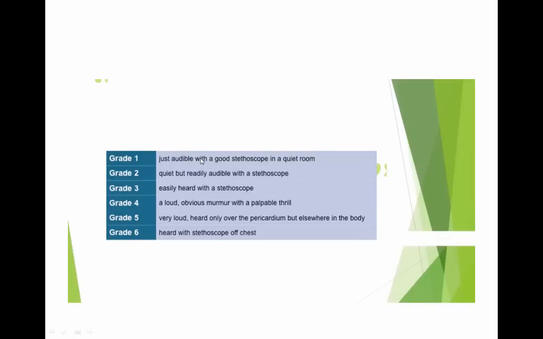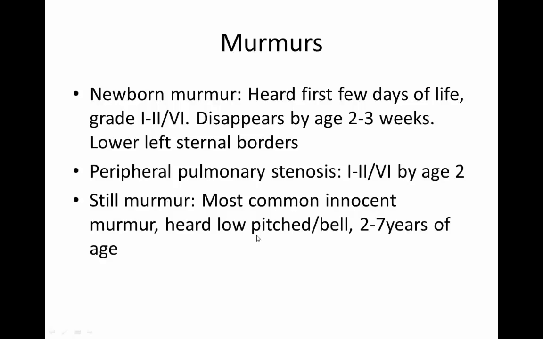Grade 1, just audible with a good stethoscope in a quiet room. Grade 2, quiet but readily audible with a stethoscope. Grade 3, easily heard with a stethoscope. Grade 4 is a loud, obvious murmur with a palpable thrill. You start having a thrill here at the level of 4. Grade 5 is very loud, heard over the precordium and elsewhere in the body. And grade 6 is heard with the stethoscope off the chest.